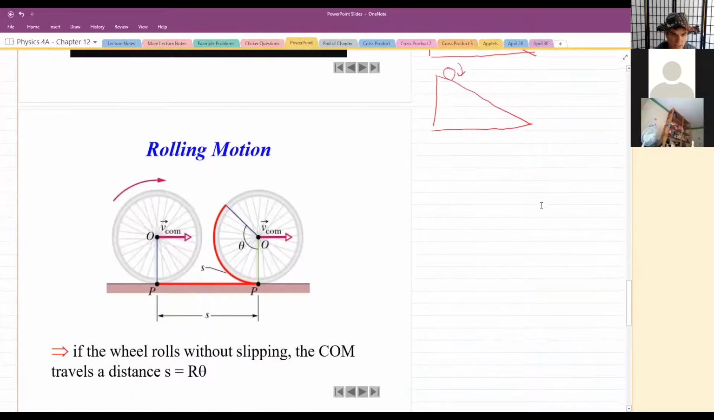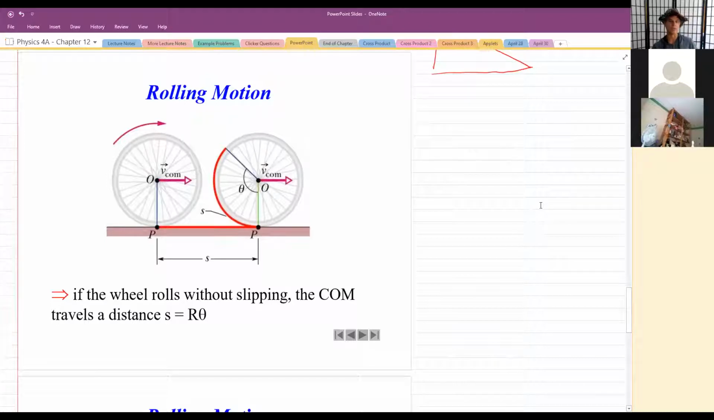And before I go into that, let me just say one thing about rolling motion that's going to be important. I have no way of easily demonstrating this, but I've got a wheel here, and the center of mass is moving forward some distance s. As this thing rolls, it's going to move through an angle of theta. And if it rolls without slipping, how far it rolls linearly, s, is going to be equal to r theta, where r is the radius of the wheel, theta is the angle through which the wheel rotates.